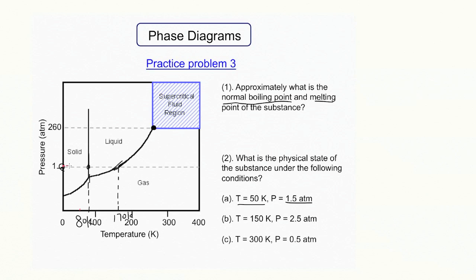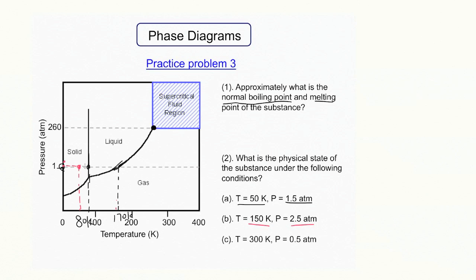Now, when you draw the line, 50 K and 1.5 atm, it's in the solid region. That means the state of this substance is solid. B. Temperature 150 K, pressure 2.5 atm. 2.5 atm, it's a little bit higher than 1.5. 150 K, that is somewhere here.